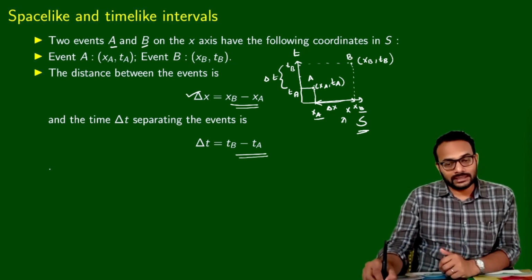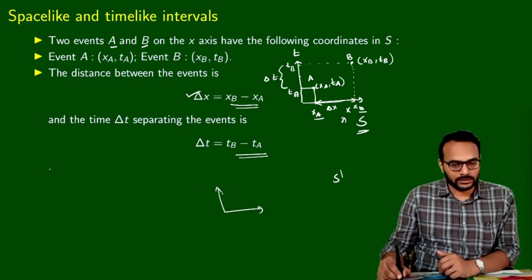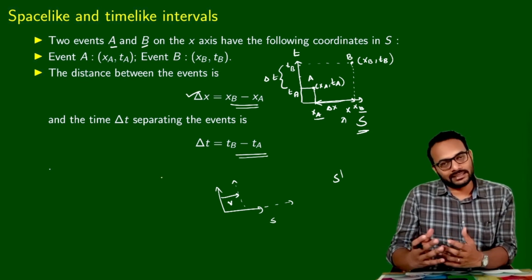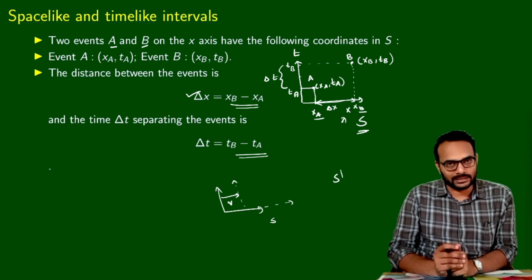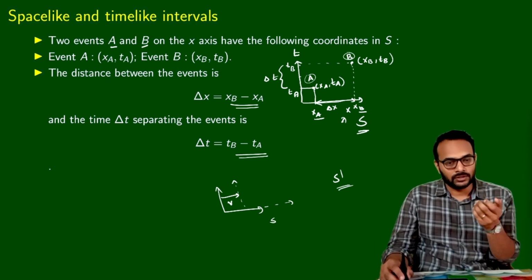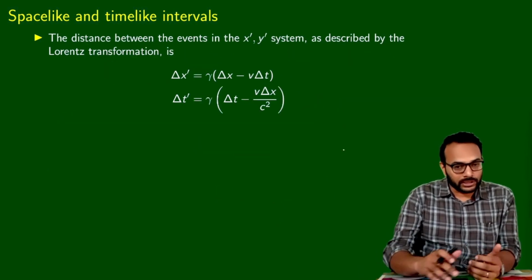Now we could look at the same pair of events from another frame S prime, which is moving with the velocity v with respect to frame S. So we have the S frame here, and we have the S prime frame, which is moving at the velocity v in the x direction. Now, what are the coordinates of these events from the frame S prime, and what are the spatial distance and the time separating these two events as viewed from frame S prime? We already know the answer.